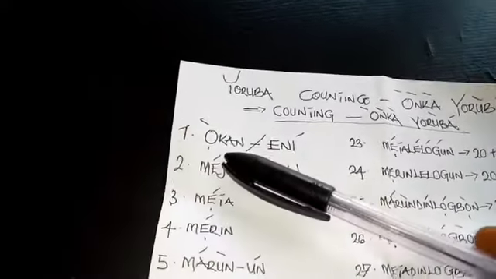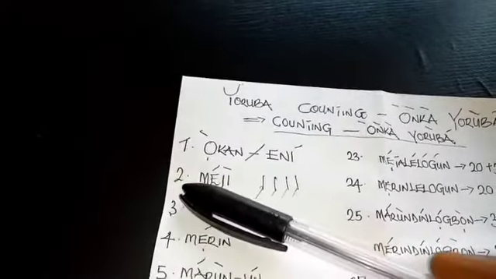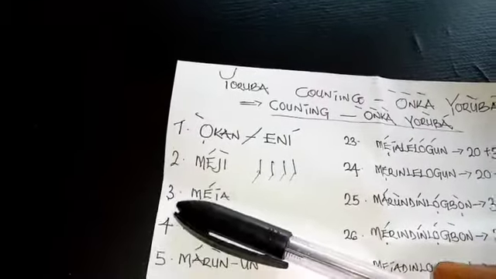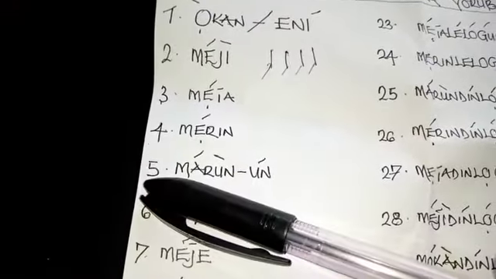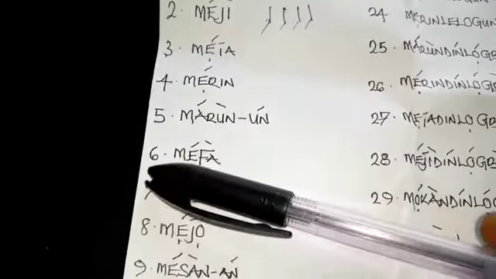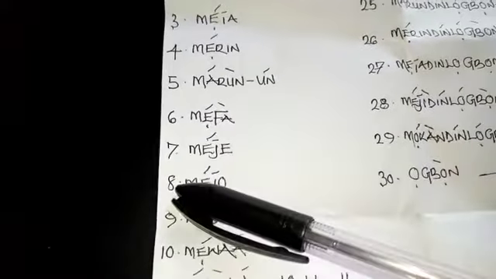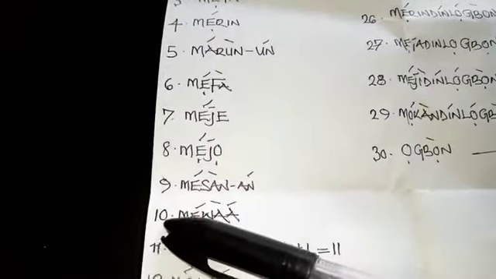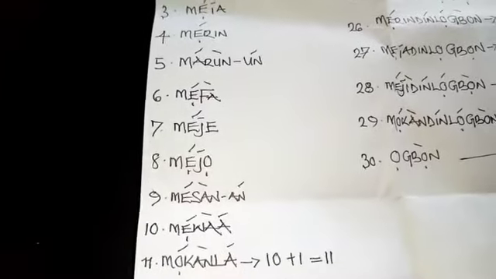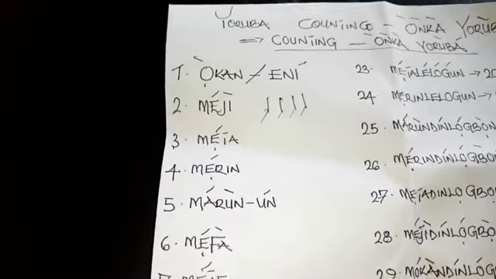1, ọ̀kan, but when it comes to counting, you call it ení. 2, méjì. 3, mẹ́ta. 4, mẹ́rin. 5, márùn-ún. 6, mẹ́fà. 7, méje. 8, mẹ́jọ. 9, mẹ́sàn-án. 10, mẹ́wàá. Before we proceed, because we are to check 1 to 30, ká tó tẹ̀síwájú torí ọ̀kan dórí ọgbọ̀n ni à ń lọ.